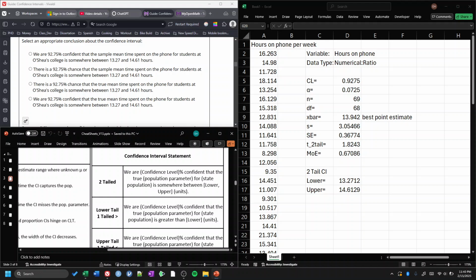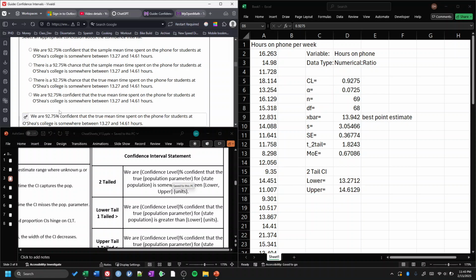So this is good for both when we're dealing with means or proportions, but let's plug it in right here. So it says we are 92.75% confident that the true, what are we looking at? The true mean hours on the phone for students at O'Shea's College is somewhere between 13.27 and 14.61 hours. So we click on the right one, and that is what we are looking for.